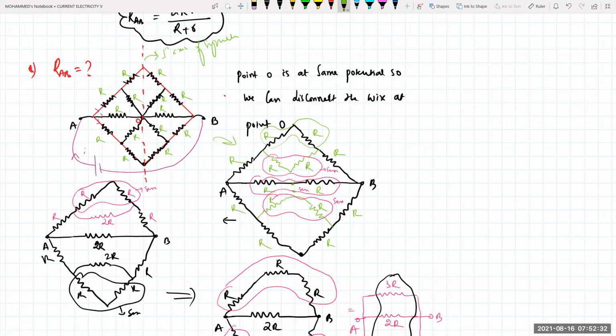Parallel. One above the other, na? Yes, sir. This point and this point. This R and R is 2R. This R and R is 2R. 2R and 2R, both of them are parallel. So 2R divided by 2.